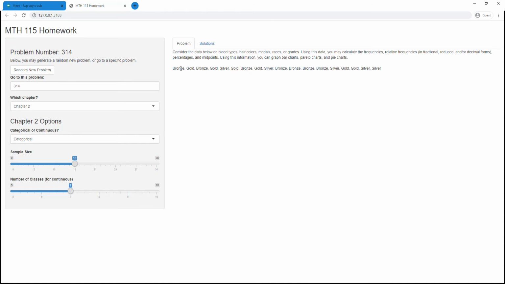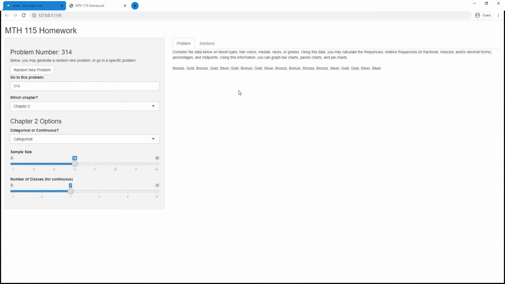So first, what can we do with categorical data? Well, remember what we did. We can still do our frequencies and our relative frequencies, but we can't do cumulative frequencies. So cumulative frequencies aren't a thing with categorical data.